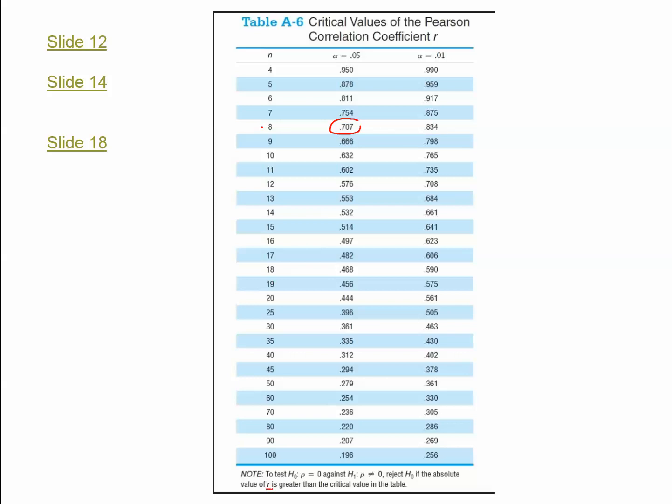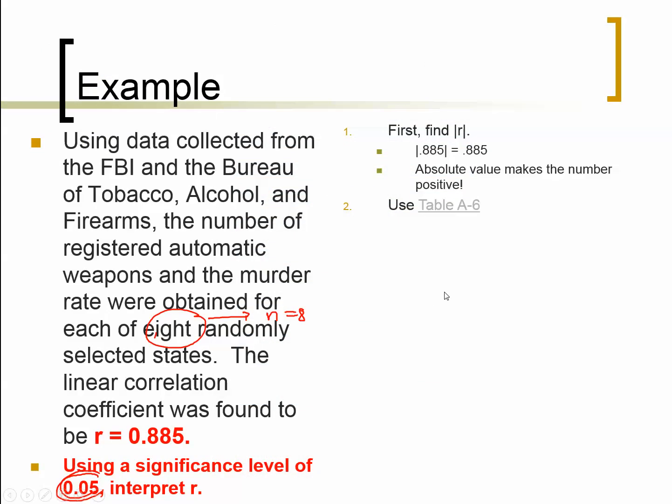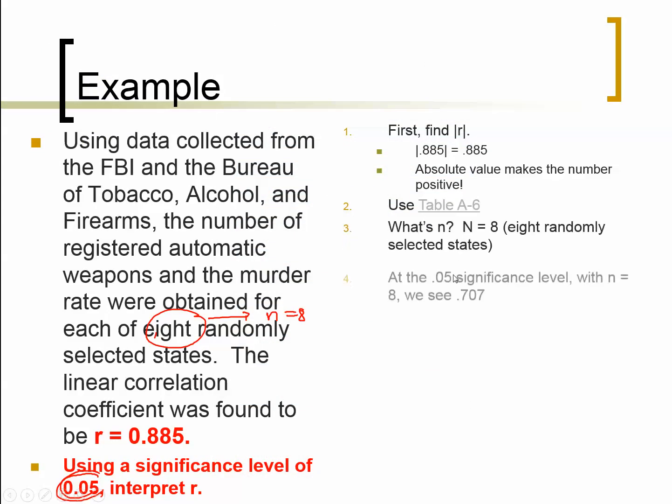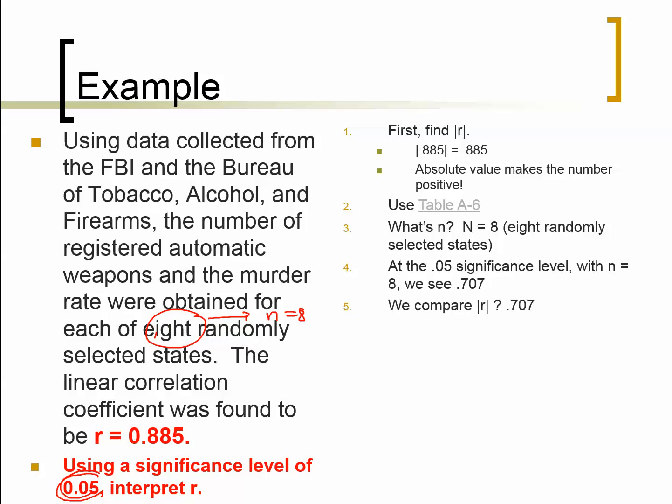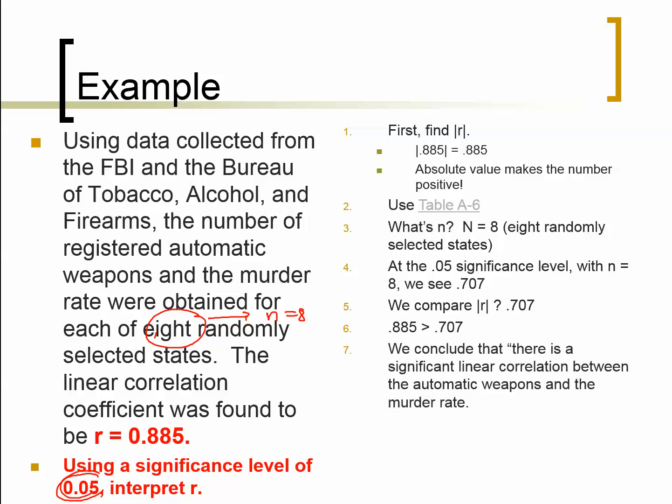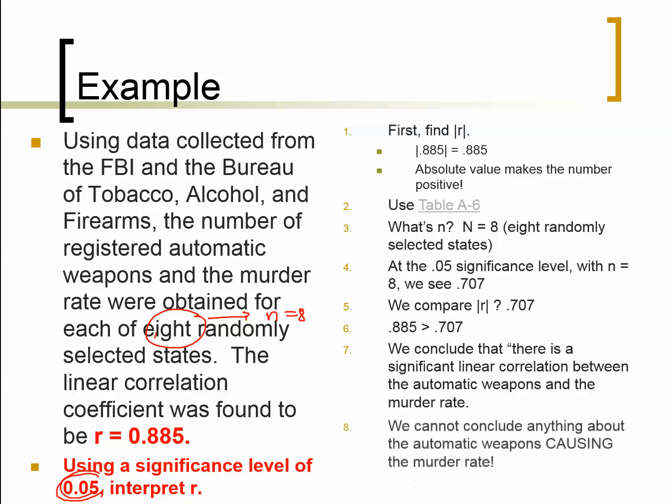If the absolute value of R is greater than the critical value, then there is a significant linear correlation. So let's go back and figure out what our interpretation is going to be here. What's N? N was 8. At the 0.05 significance level, we see 0.707. We compare the absolute value of R to 0.707. So 0.885 is greater than 0.707. So we conclude that there is a significant linear correlation between the automatic weapons and the murder rate.